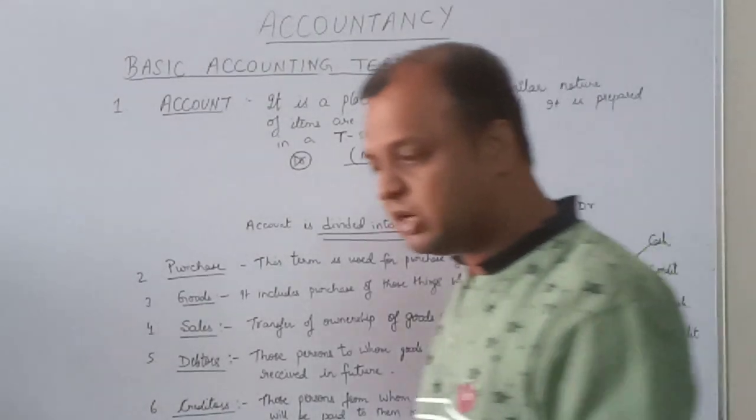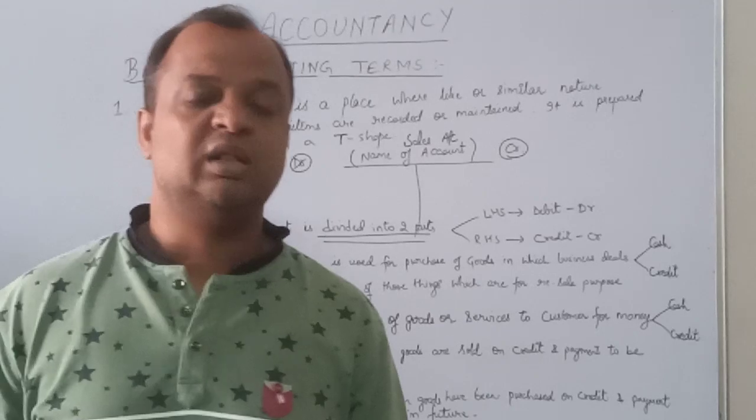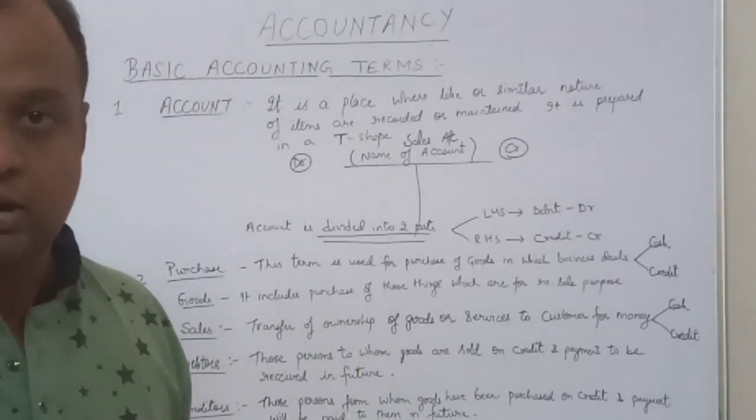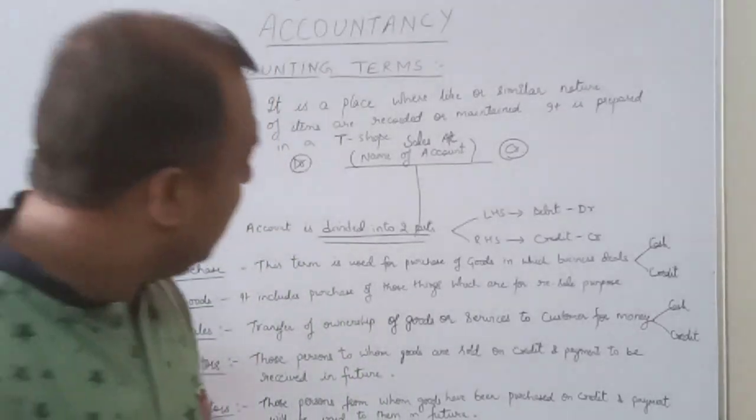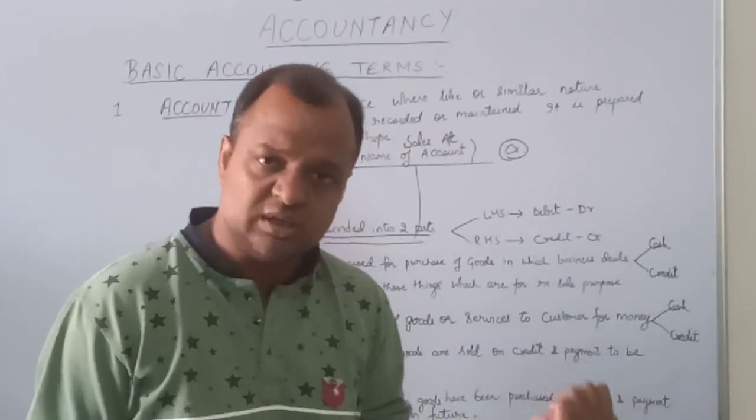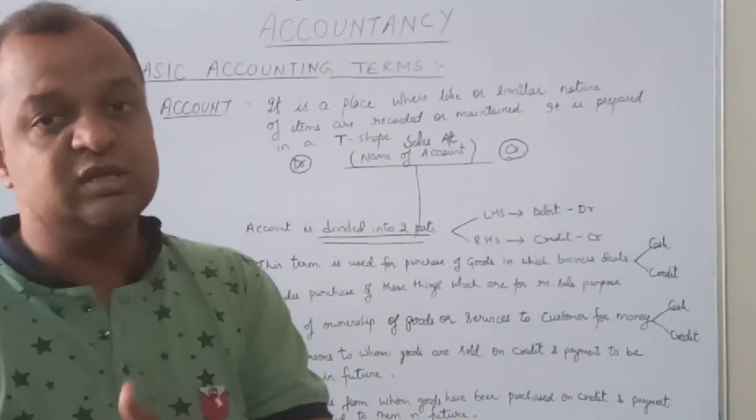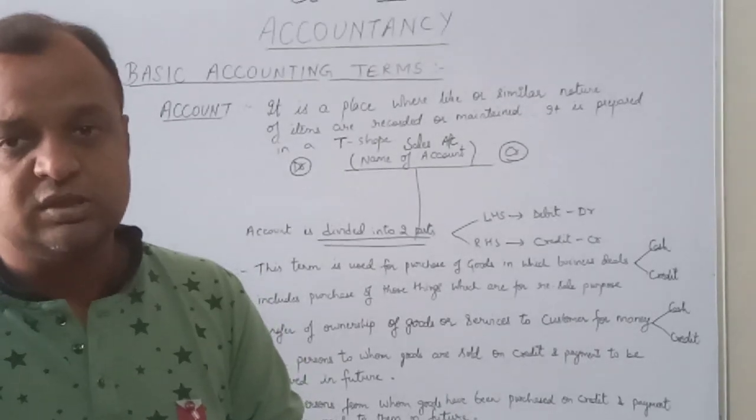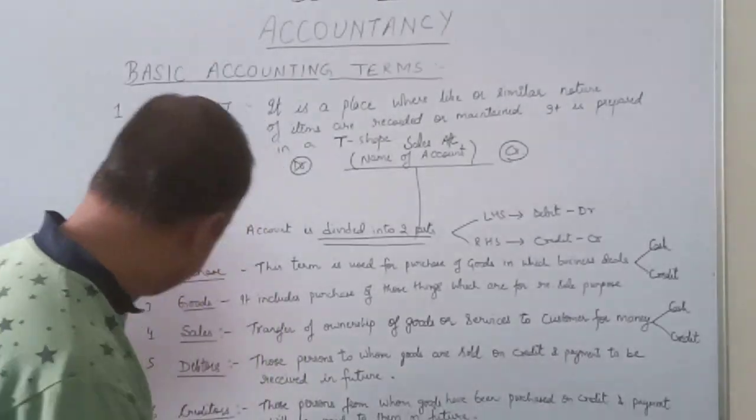This purchase can be made either in cash or on credit. I hope you all understand what is cash. When immediately the payment of the goods is being done, that is cash payment. And when the payment will be made in future for the goods purchased, it is credit, which is udhar. What is it? Udhar. Okay.